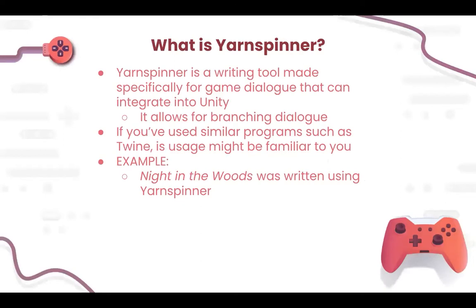So what is Yarn Spinner? It's a writing tool made specifically for game dialogue that can integrate into Unity. Like I said, it allows for branching dialogue, and if you've used similar programs such as Twine, its usage will be very familiar. Really great example, Night in the Woods was written using Yarn Spinner. So if you look at their tutorials on the Yarn Spinner website, they will use Night in the Woods as examples, which is very helpful if you've played the game before. If you haven't, I recommend it. It's a really great game. And again, if you play it and then look at those tutorials, it'll be so clear how it integrates into the game and what the possibilities are for using it.